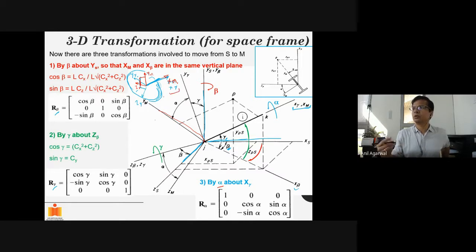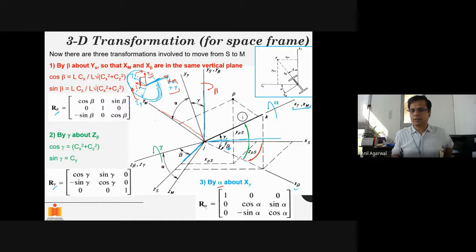Because I've been rotating about the global coordinate system. From xs, I got x beta. From x beta, I got x gamma. And then again, I rotate about x gamma, wherein, since I'm rotating about x, the x does not change its direction, but y and z do. So I rotate about x gamma, and in the process, y gamma aligns with Ym, and Z gamma aligns with Zm. That is what I do. So that is called your alpha transformation.